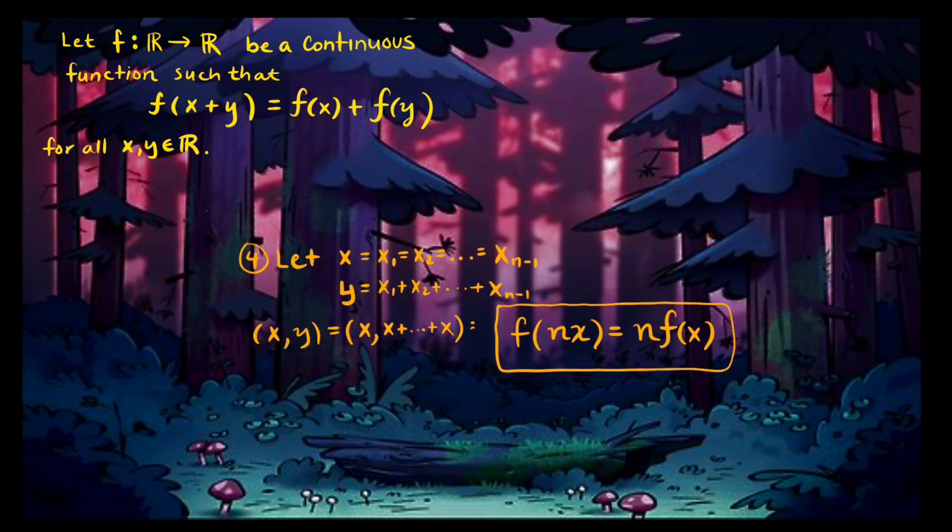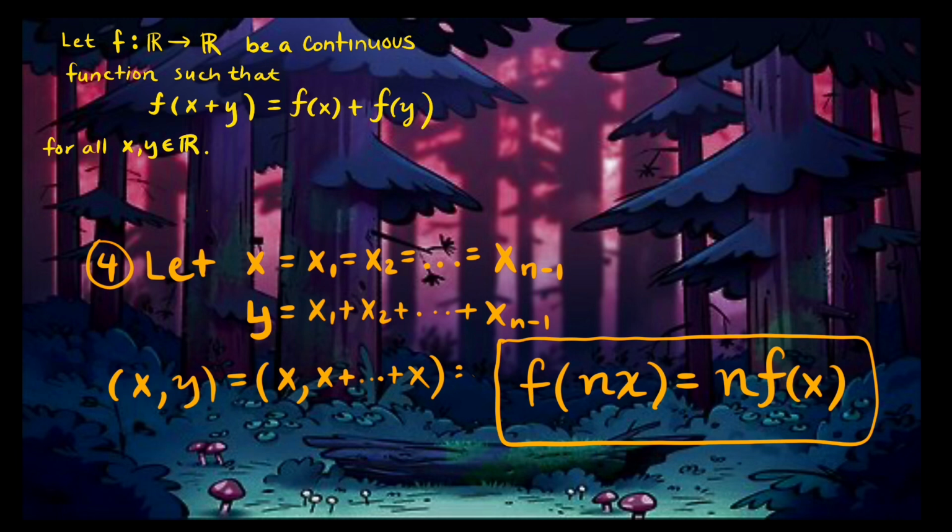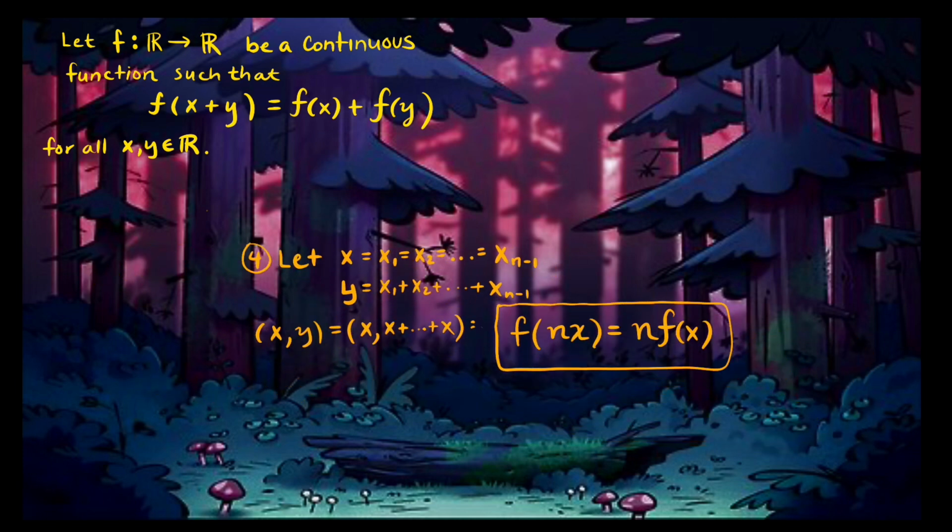In other words, let's let y equal the sum of many x's that are identical to the first x, so that we get the functional equation f of n times x is equal to n times f of x. Now this is going to be very helpful in the next step. Since f is a continuous function, we want to explore not only natural numbers, but perhaps let's try some rational numbers as well. So the next step will be as follows.